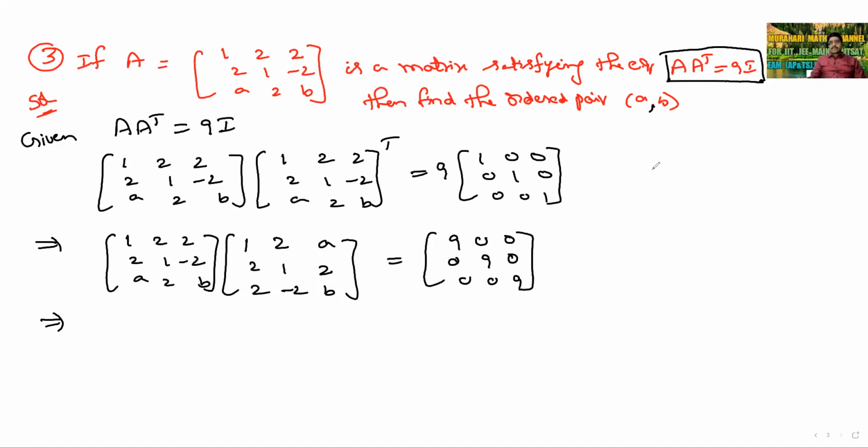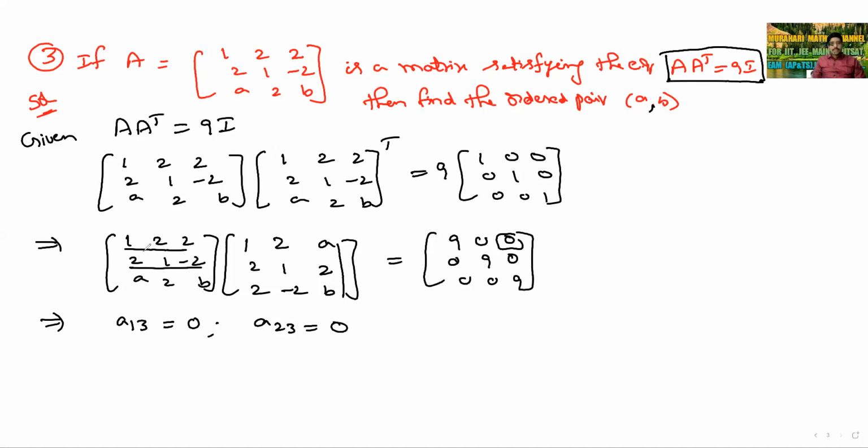But our target is the values of A and B, where A is present in the first row and third column. The element A13 on the left side equals the first row, third column element on the right side, which is 0. Next, let us take the second equation. The second row multiplied with the third column, A23, is equal to 0.